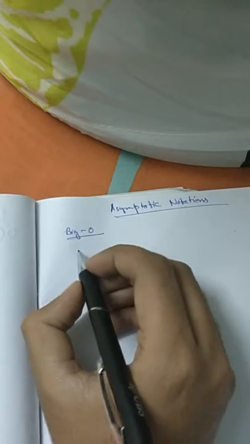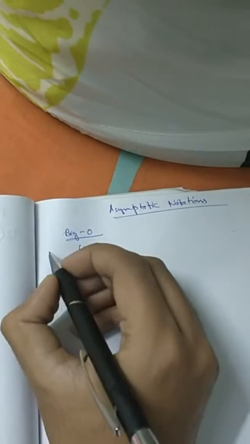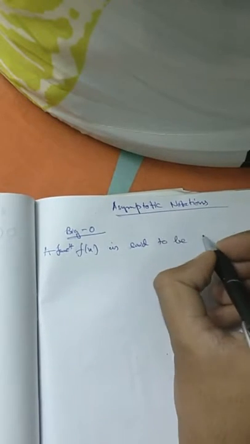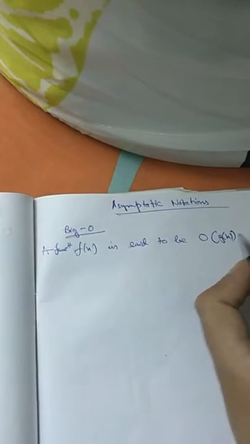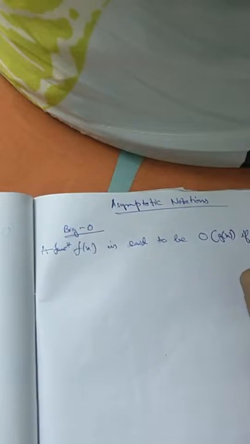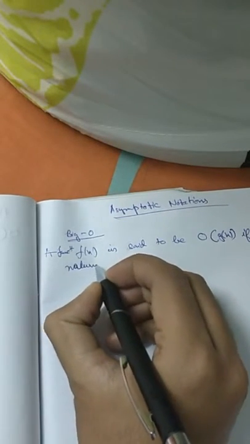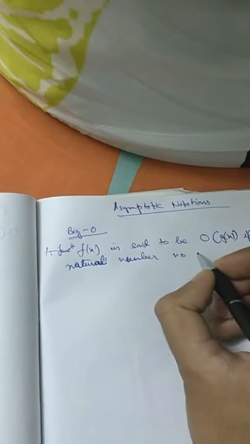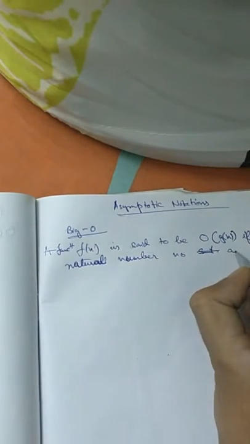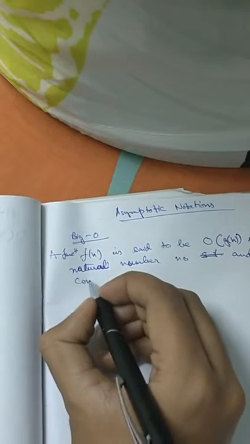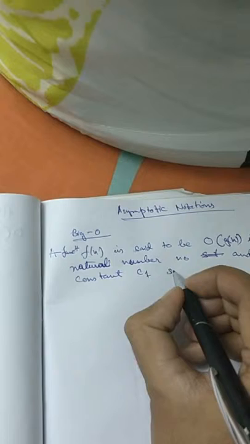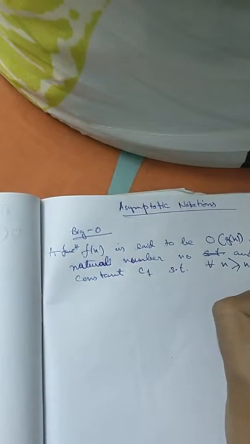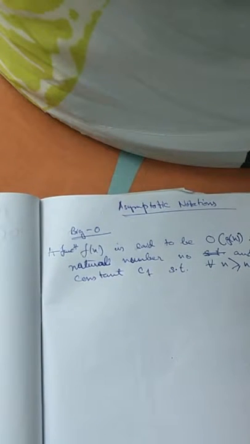So big O notation. A function f(n) is said to be big O of g(n) if there exists a natural number n naught and a positive constant c1 such that for all n greater than or equal to n naught, f(n) is upper bounded by c1 into g(n).